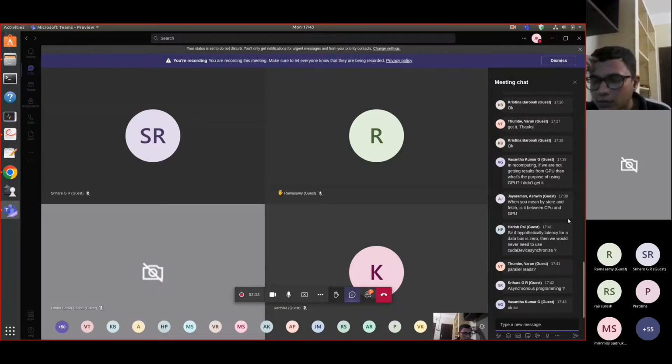Here there is a question: sir, if hypothetically latency for a data bus is 0, then we would never need to use CUDA device synchronize. Okay, it's not that we would never need CUDA device synchronize, because let's say we are able to transfer the data between CPU and GPU in no time. Let's say latency for data transfer between CPU and GPU is 0. And even let's say that the GPU core gets the data from DRAM in no time. Let's say latency is completely 0, hypothetically.